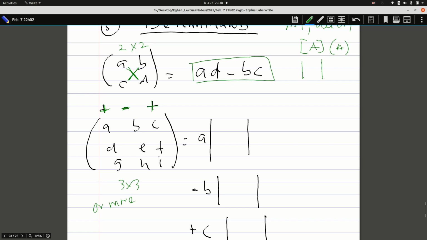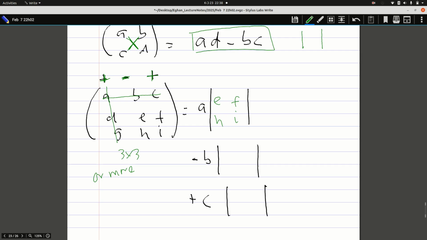What we do is to take these guys as your coefficient. So I take A out. Because A is here, I cross these guys out. And what is left, I write E, F, H, I. Wherever the A is, on first row and first column, I cross it out. Then I come to take minus B. In minus B, I will have to cross this row because B is here and here. What is left is D, F, J, I.